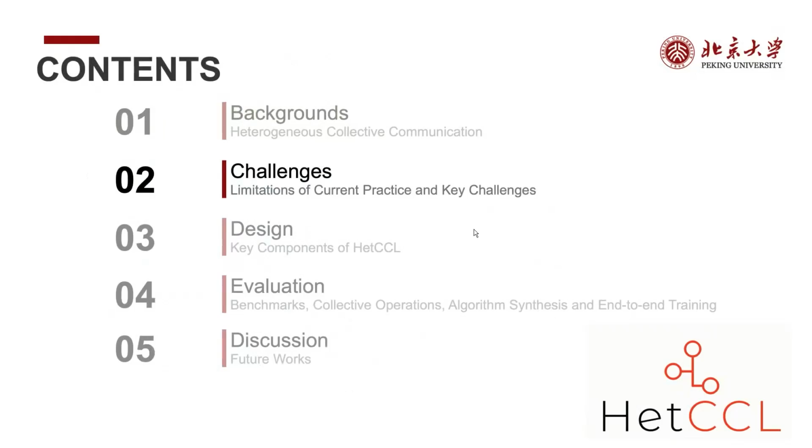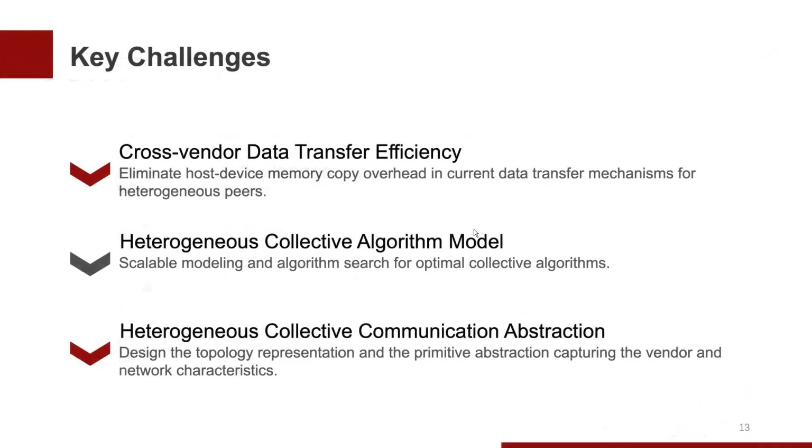So this vision looks very promising, but there are many challenges to achieve it. Here I list three of the key challenges we need to address. The first one is cross-vendor data transfer efficiency. How can we eliminate the host-to-device memory copy overhead in the current data transfer mechanism for heterogeneous peers? And of course, we do not just rewrite everything for different vendors. This is not a practical solution.